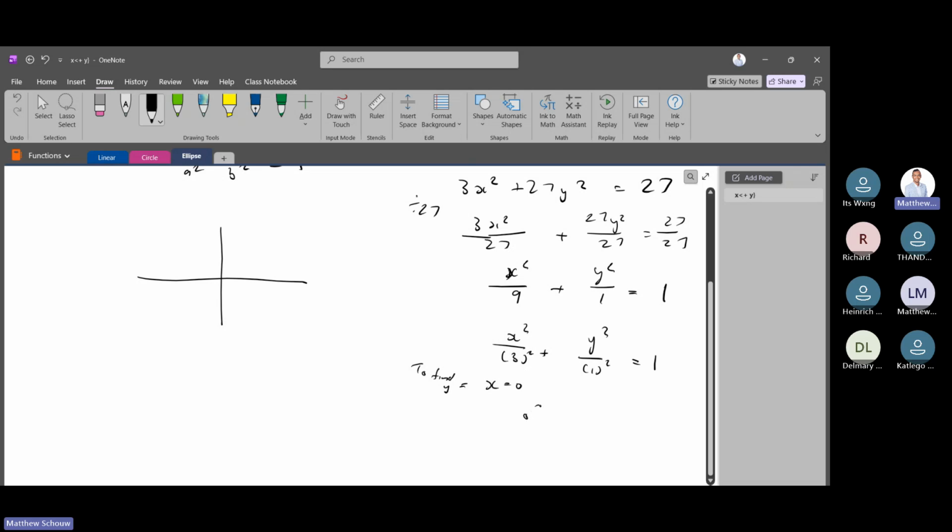It'll be 0 squared over 3 squared plus y squared over 1 equals 1. That'll be 0. You're left with y squared equals 1. Obviously, square rooting, plus minus 1. Are you guys with me? You know what I mean? You do the same thing on this side, you get plus minus 3. All right? That's positive 3 and negative 3. Then you just get your ellipse, just like that.